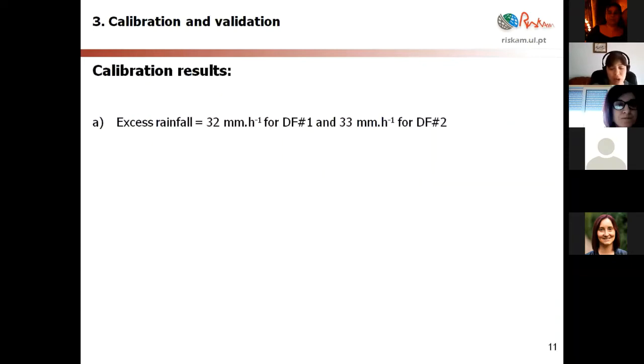Regarding the calibration results, for the two debris flows, we found out that values above 30 millimeters per hour are required for sediment mobilization. So values less than 30 millimeters per hour do not mobilize sediments. For instance, debris flow number 1 requires an excess rainfall of 32 millimeters to allow the calibration of the other parameters, namely the rheology and the erosion factor. And debris flow number 2 requires an excess rainfall of 33 millimeters to allow the calibration also of these parameters.